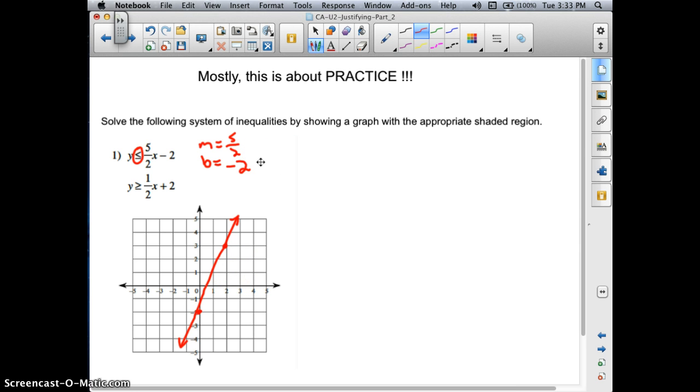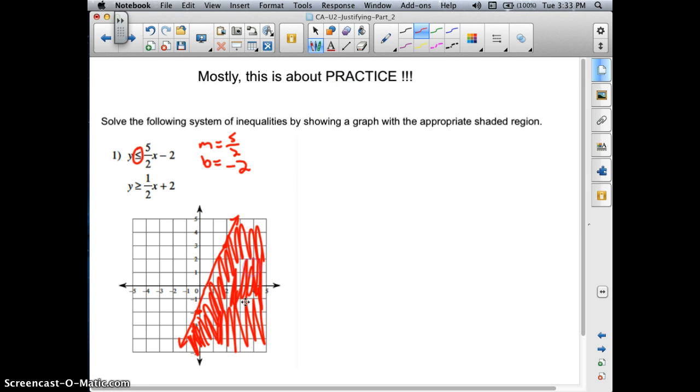So the next part is the shading. What part do I want to shade? Above the line or below the line? Well, again, we look at our inequality symbol. I see less than. Less than tells me below. And so I can go ahead and shade, if it'll let me, the region below the line. Okay, so this whole thing should be shaded here. I don't know why it's not doing everything.